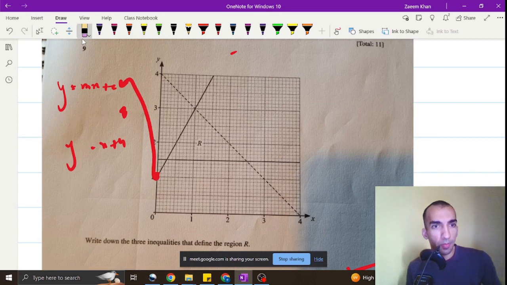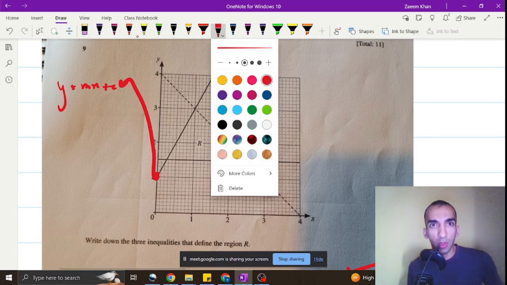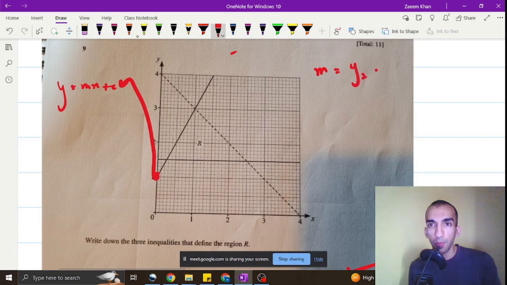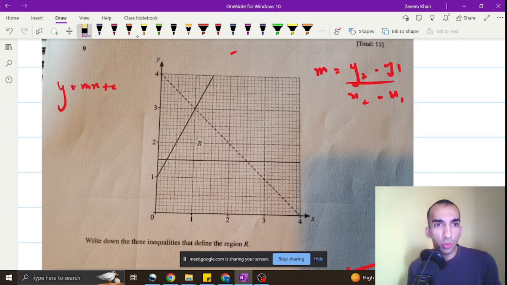y2 minus y1 divided by x2 minus x1. If I were to ask you to choose 2 points on this line, which ones would you prefer to choose? 3, 1... oh no, 1, 3, sorry. 1, 3 and 0, 1. Perfect. Good selection. So we're going to write them down: 1, 3 and 0, 1.